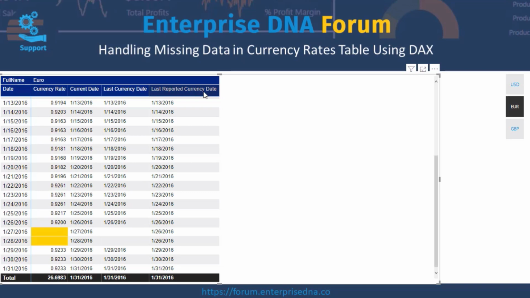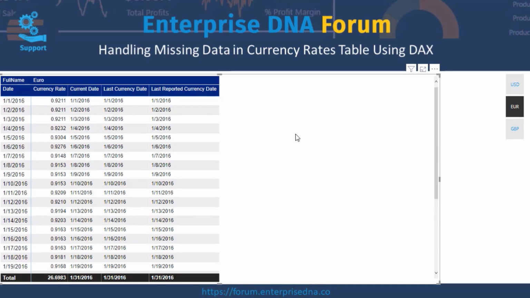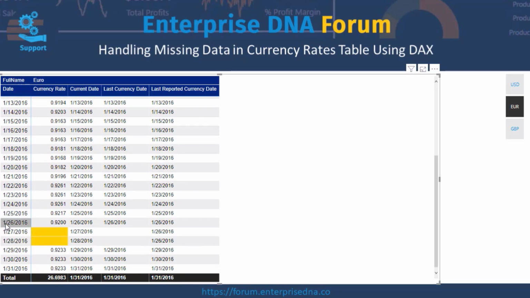Now, this last reported currency date is going to be the one that drives what rate to use for the missing days. So if you scroll back up, if there's a currency rate, we're just going to use that currency rate, that date that it occurred on, because that makes sense. The last reported date is the same as the date you're in. You're golden, nothing to worry about. But when you scroll down here, to the 26th and the 27th, you need to tell DAX that if we're in the 27th and there's no date, I want the last date that there was a currency rate, and that's the 26th. The same thing happens on the 28th.